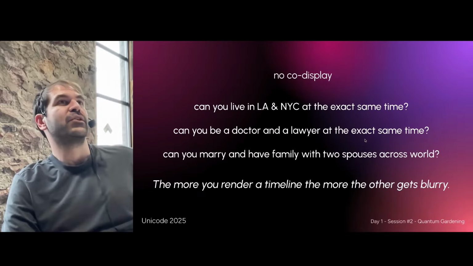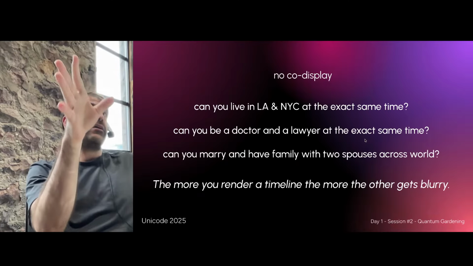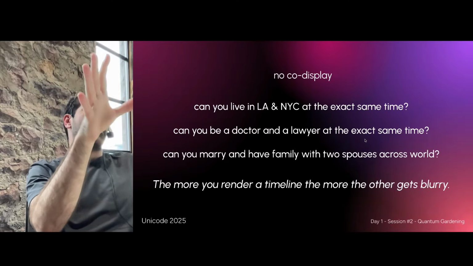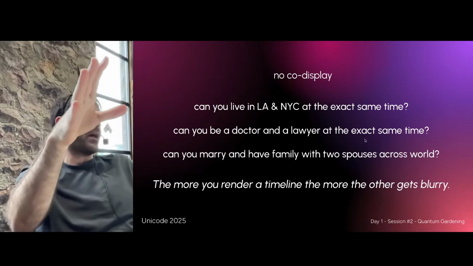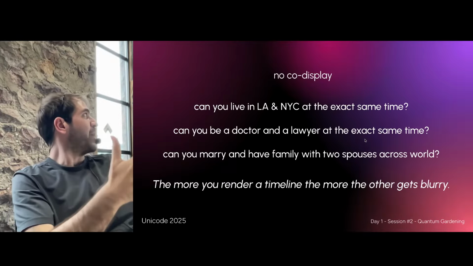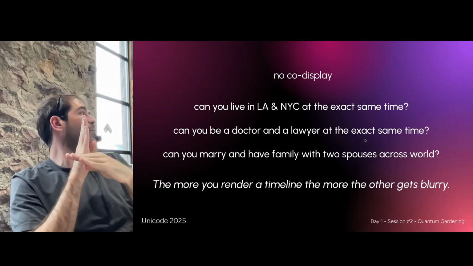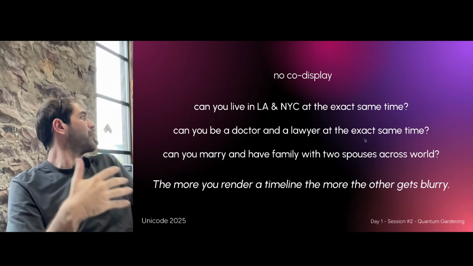Okay, so check this out. These examples: you can't live in LA and NYC at the same time. You can't be a doctor and a lawyer at the same time. You can't marry and have family, two spouses across the world at the same time. So this is what that no co-display, or that exclusivity part of the cruciform physics, is. And the more that you render a timeline, the more that the other gets blurry.